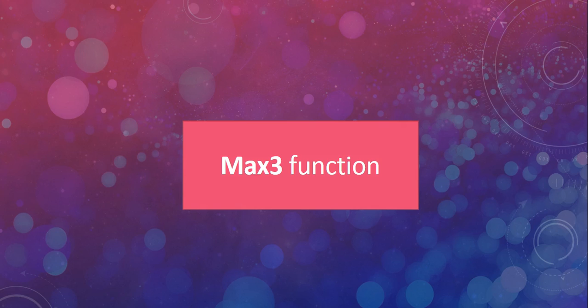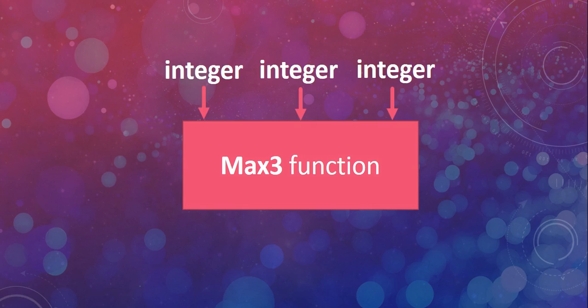Now, if you remember max, there is already a max function in Delphi that returns the biggest number of two numbers. We're going to make a max3, which I think you can guess will return the biggest number of three numbers. So what information does max3 need? Well, it needs the three numbers that we need to compare. So it needs three integers.